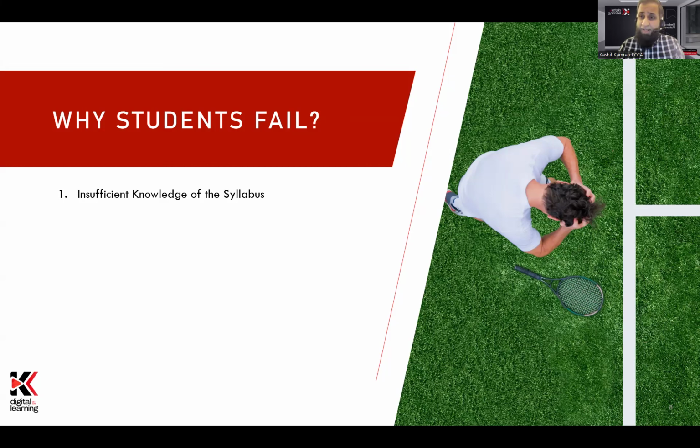Number two, less practice of OTQs, Section A. Students generally do very little practice of Section A, the OTQs, and you know that's 30% of the paper. I will be guiding you in my course on where and how much practice of OTQs you should be doing. So don't be worried about that.